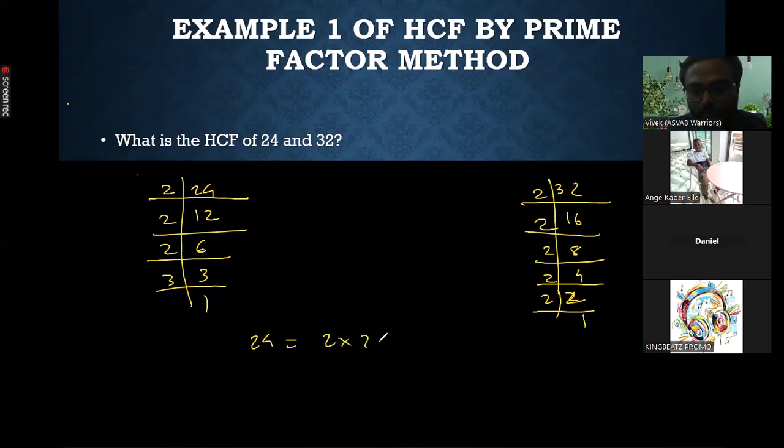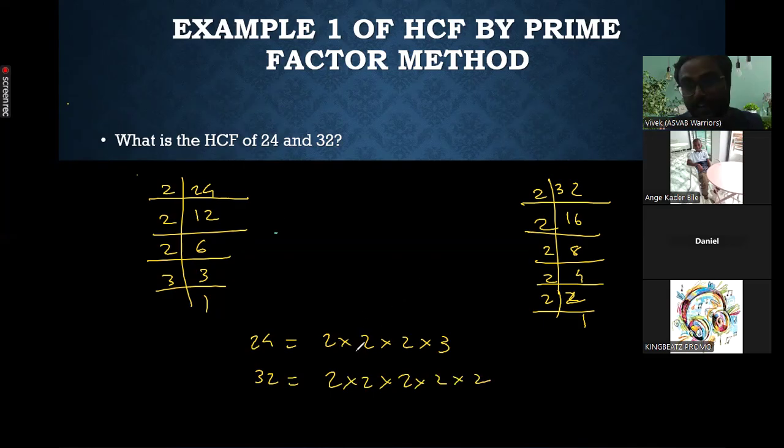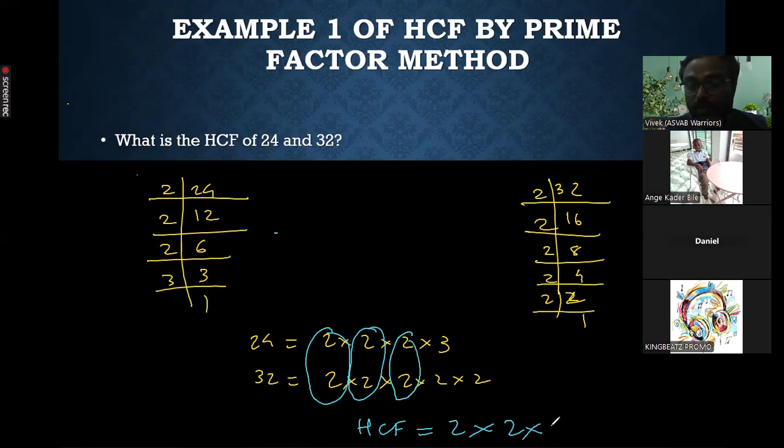24 is equal to 2 times 2 times 2 times 3, and 32 equals 2 times 2 times 2 times 2 times 2. While taking the highest common factor, guys, you need to take the common factors. Here, HCF equals this 2 is there, then we have this 2 over here, then we have this 2 over here. So all the common factors have been taken. So what will I do now? I'll multiply them. 2 times 2 times 2 is nothing but 8. So 8 is nothing but the HCF of 24 and 32. Okay, did you guys understand it?